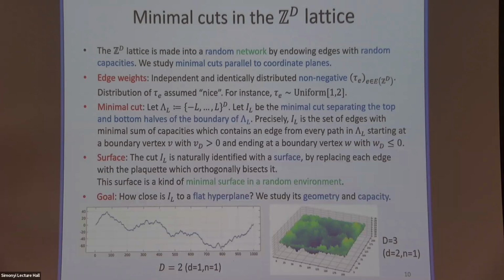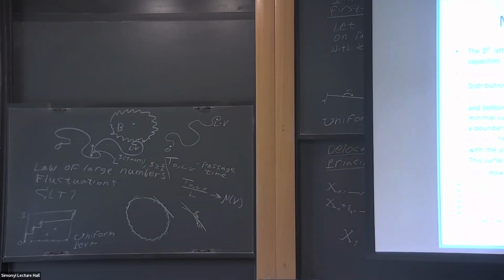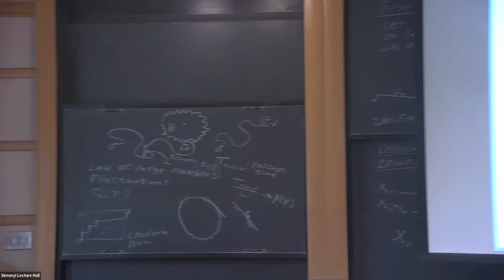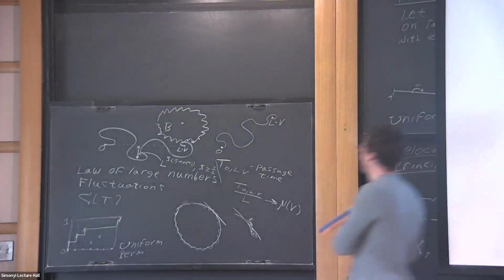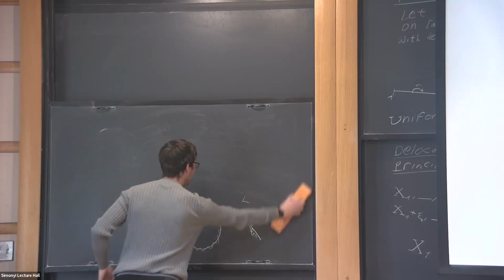And we're going to look for the minimal cut, the subset of edges that cuts any path from the upper half of the boundary to the lower half and has minimal sum of capacities. So we get a set of edges. The set of edges is dual to a plaquette. Now, what I said so far is in any graph, I guess, you can do something. But now I'm going to say that it's dual to a plaquette. This is more a Z^d thing.